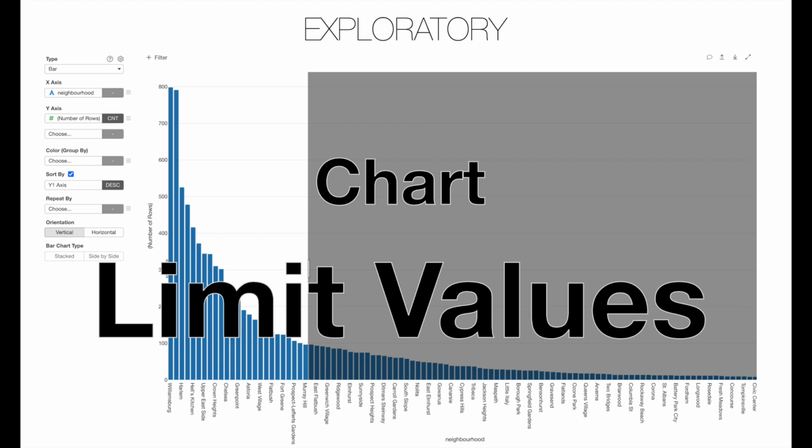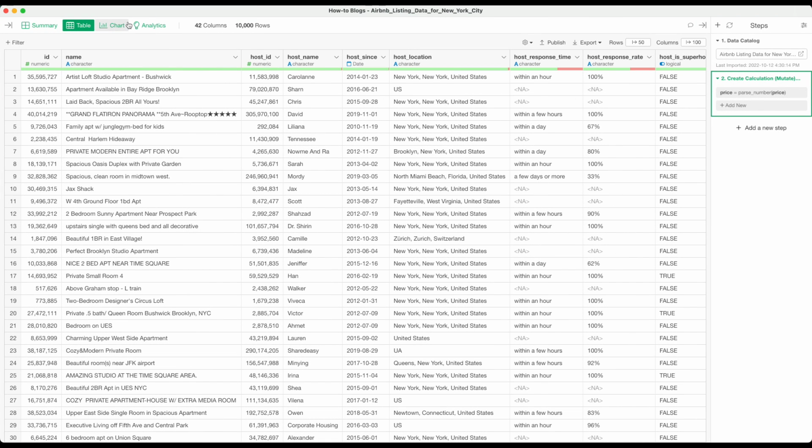It's not uncommon to have many unique values in some of the columns in your data. In such cases, you can use the limit feature to literally limit the values to be included in your chart. So for example, here is Airbnb listing data for New York City. Each row represents each property that is listed on Airbnb.